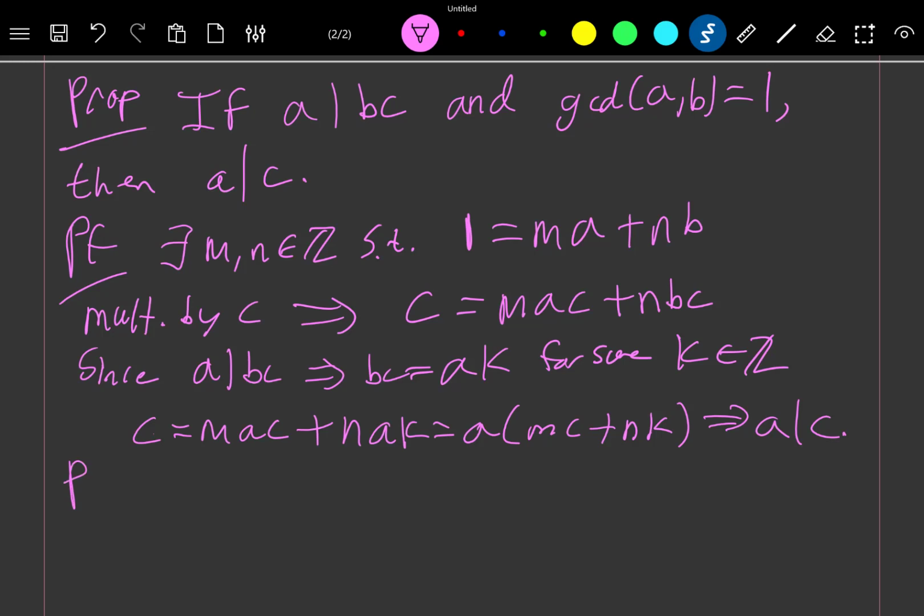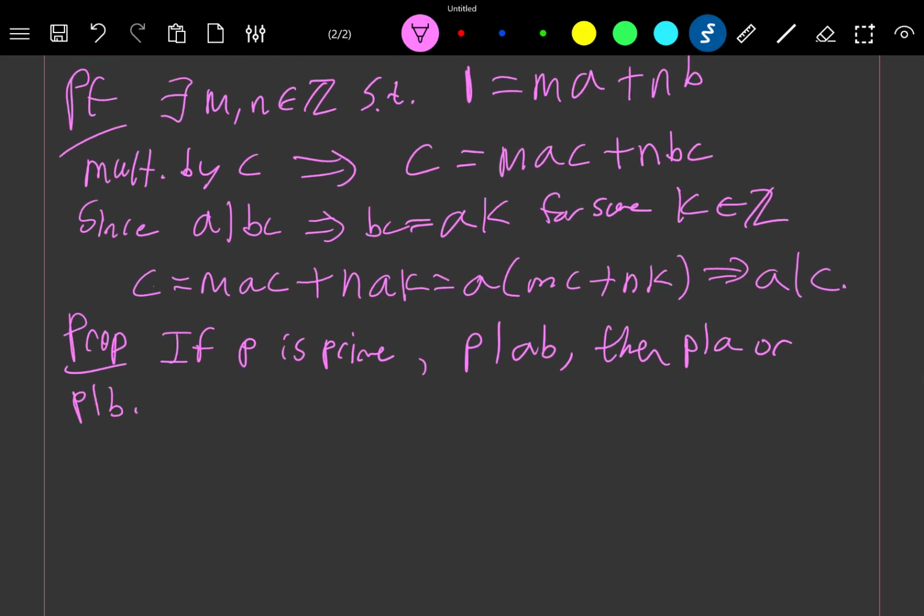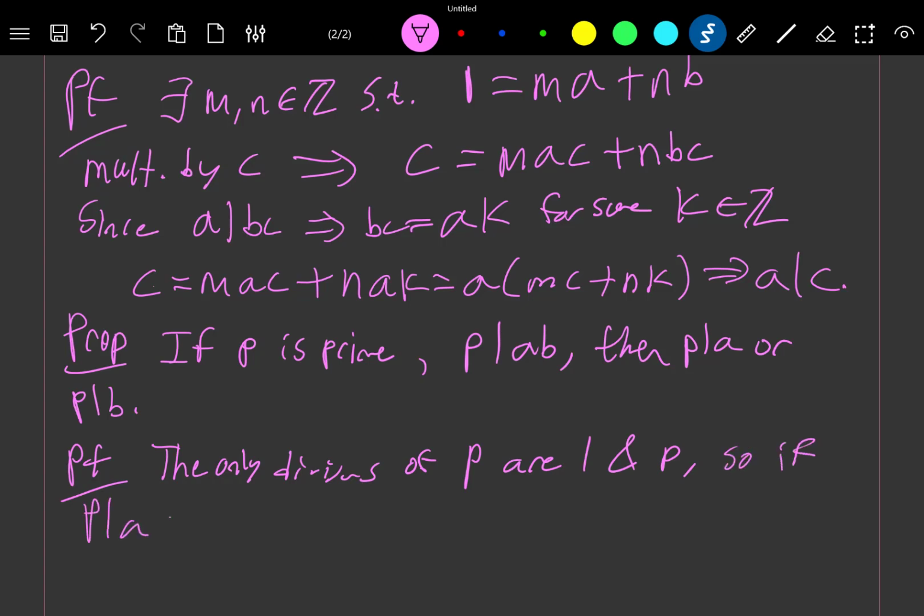So now we can do the following, kind of a corollary of this. If P is prime, and P divides A times B, then P either divides A or P divides B. And the proof of this is, since P is prime, the only divisors of P are 1 and P. Positive divisors, I should say. So if P divides A, we are done.